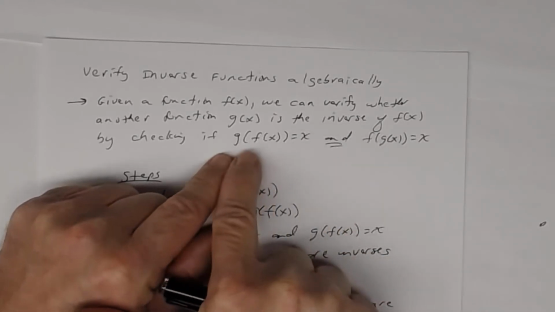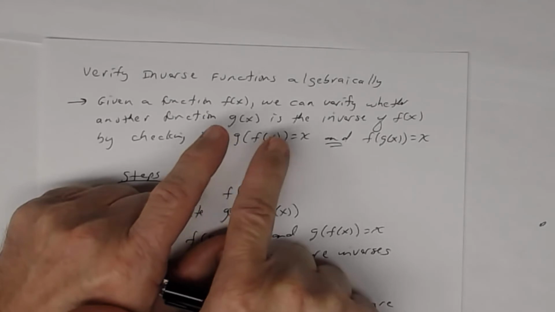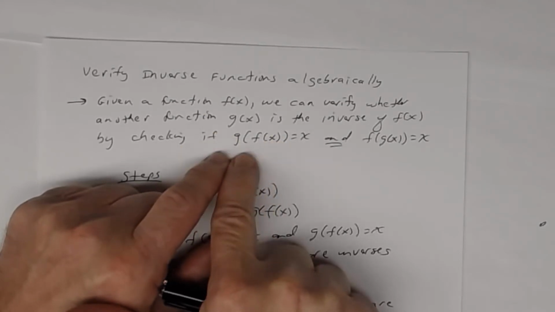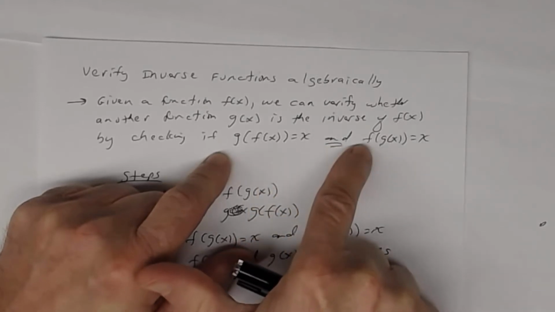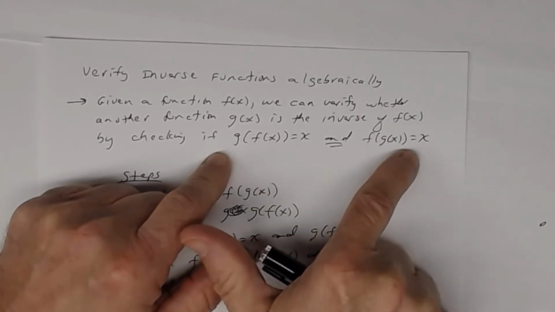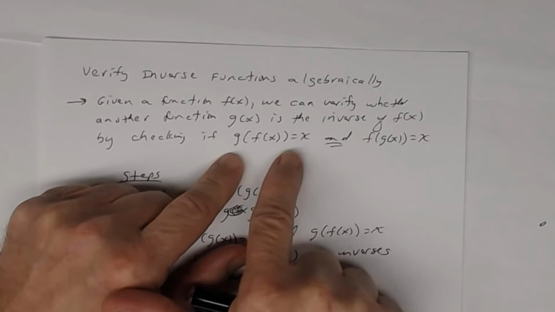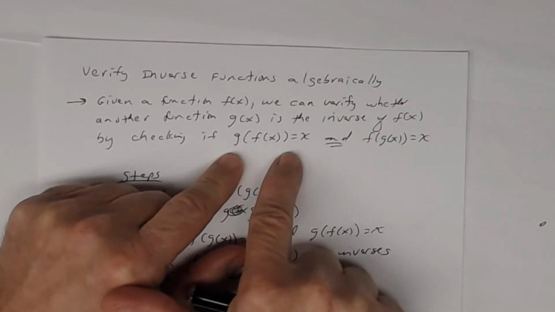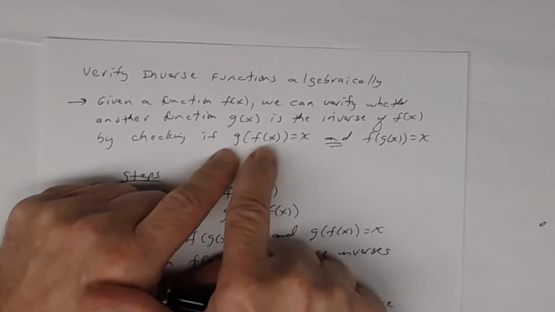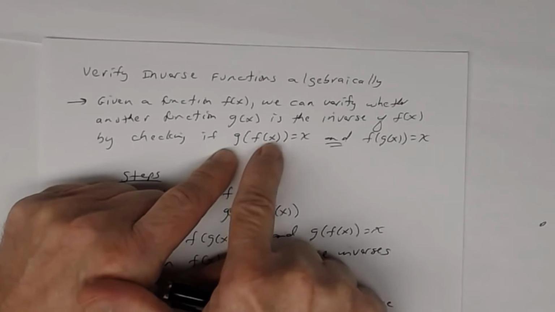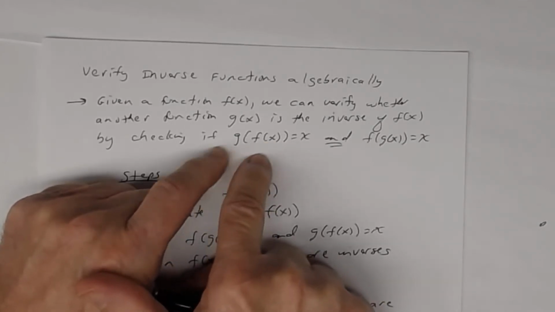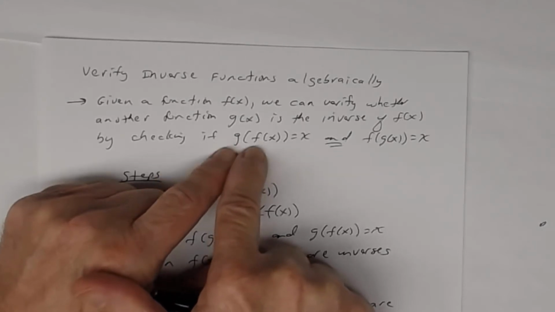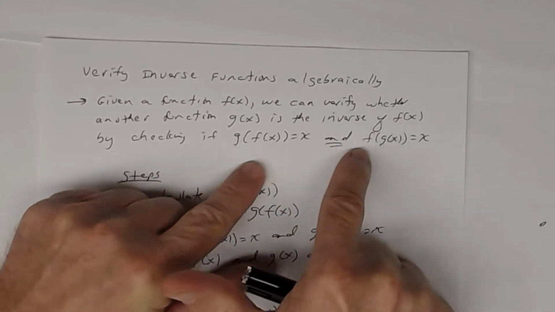The first is that, you're dealing with composition, so when you take g of f of x, you're going to get x back, and when you take f of g of x, you get x back. Remember in previous lessons that inverse functions undo each other. So if you take x and substitute into f, and then substitute that into g, if they're inverses, then you'll get x back. Same thing here.